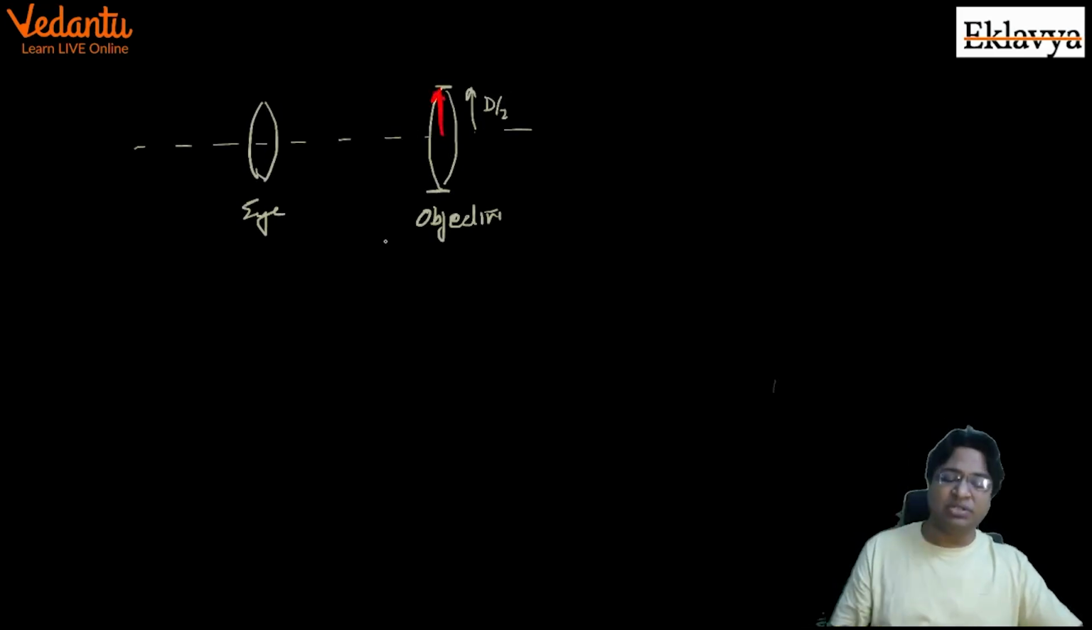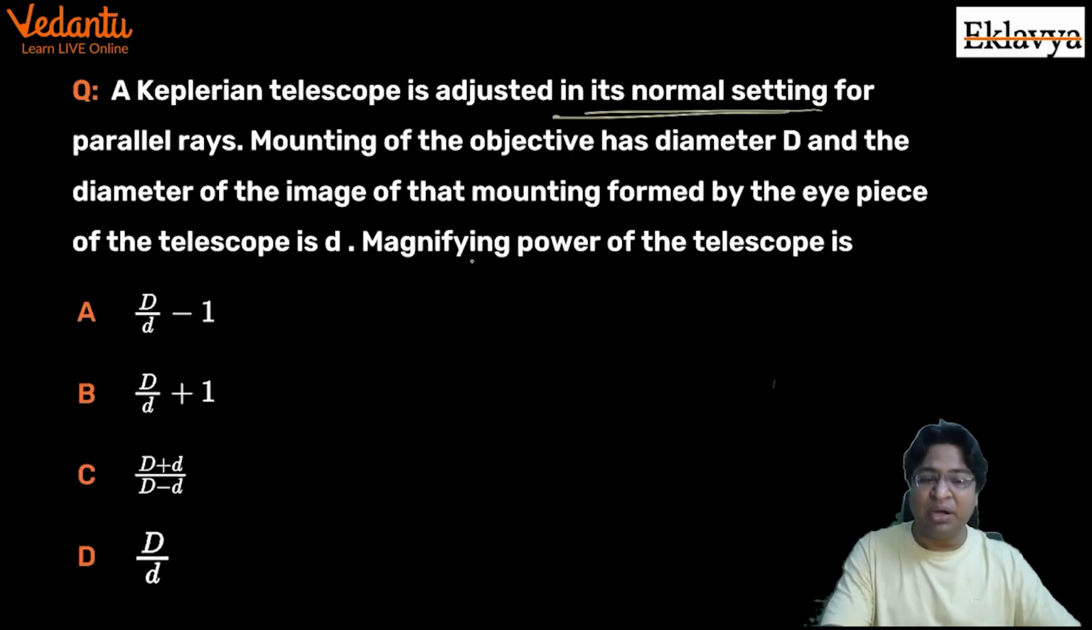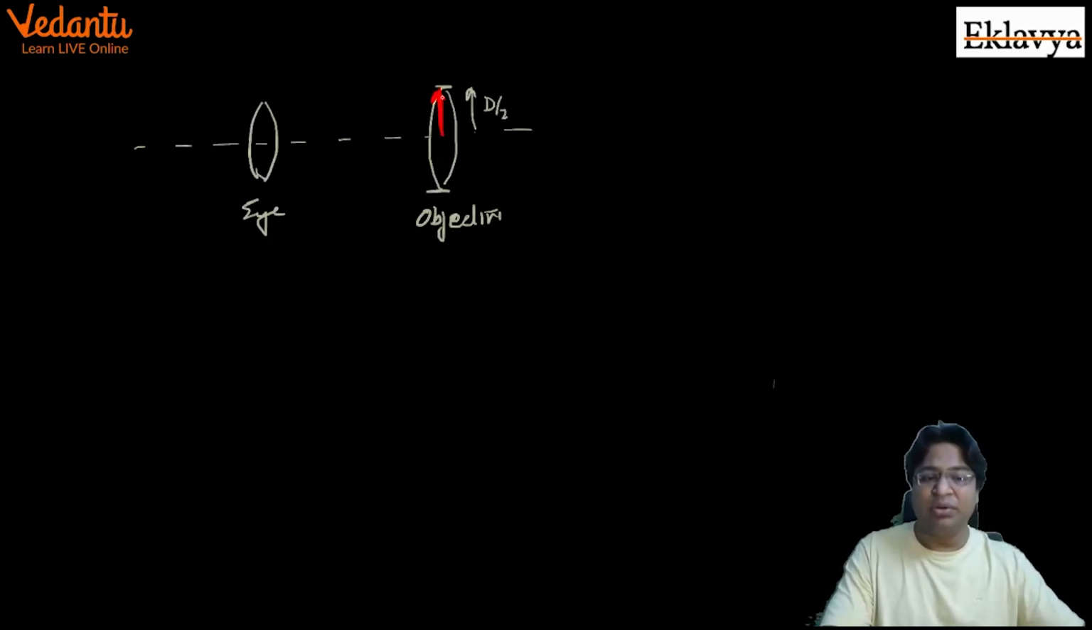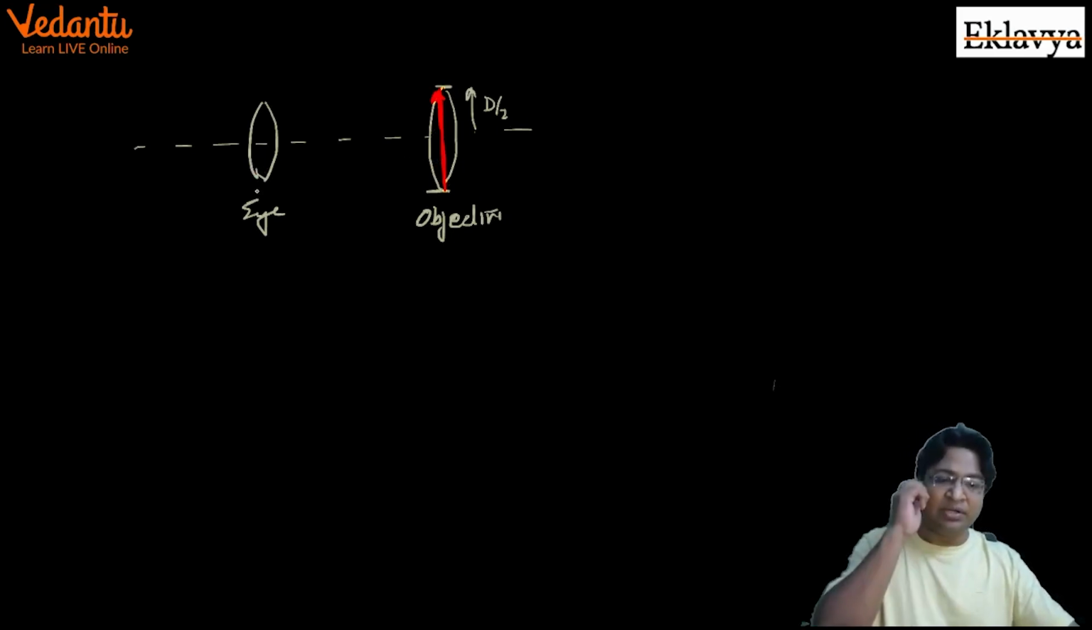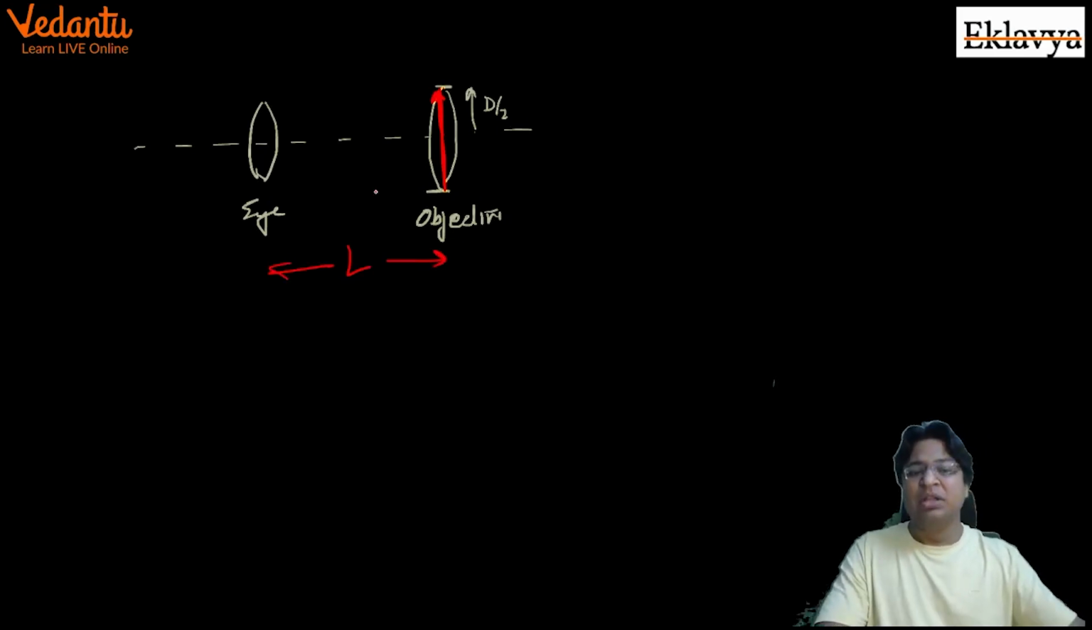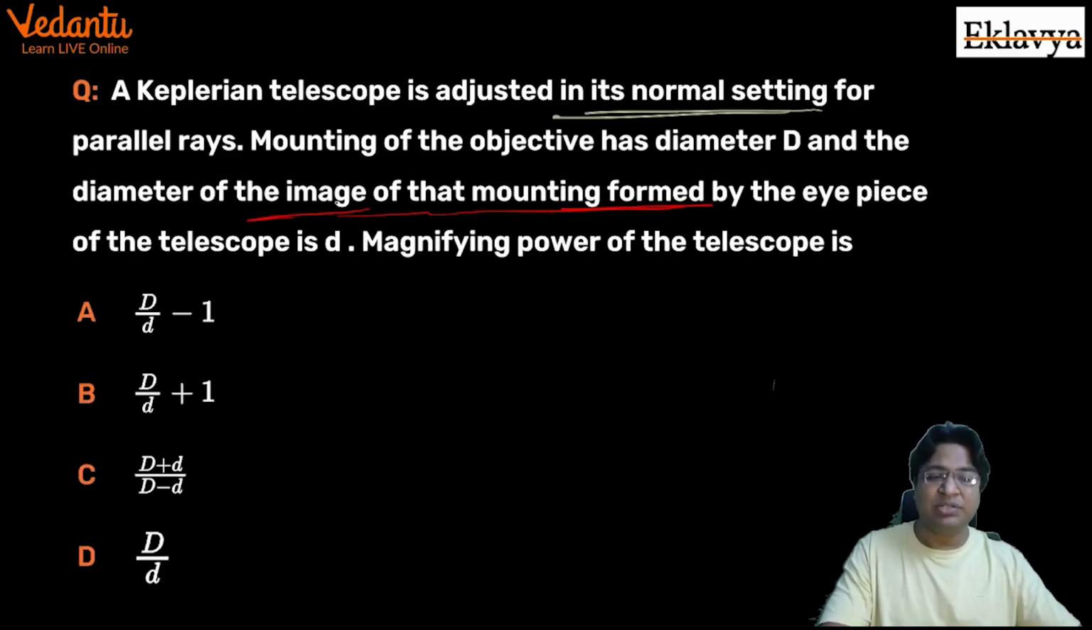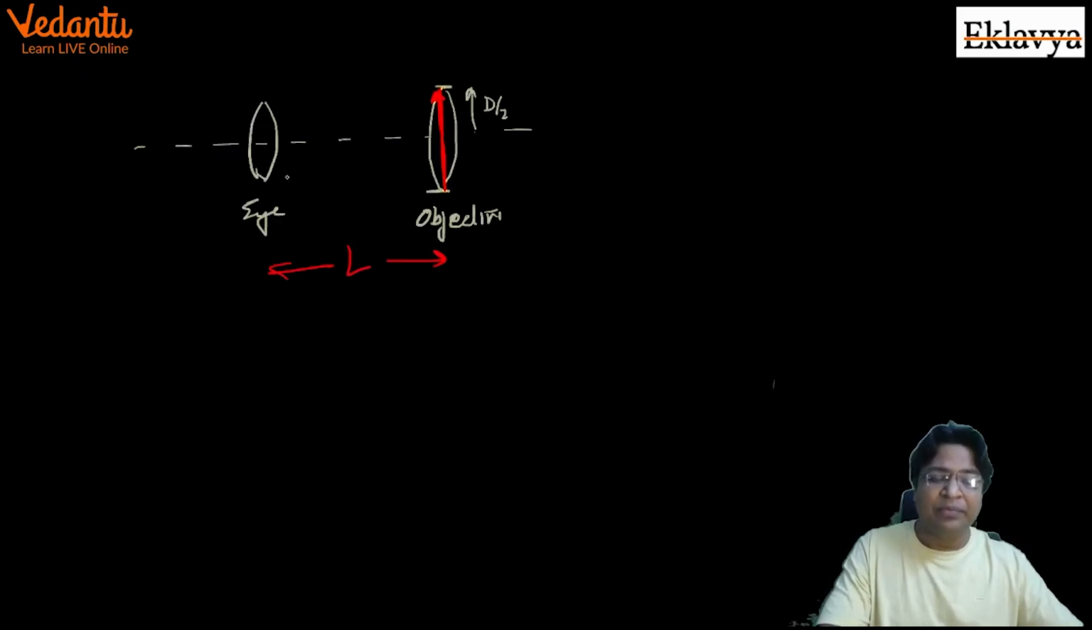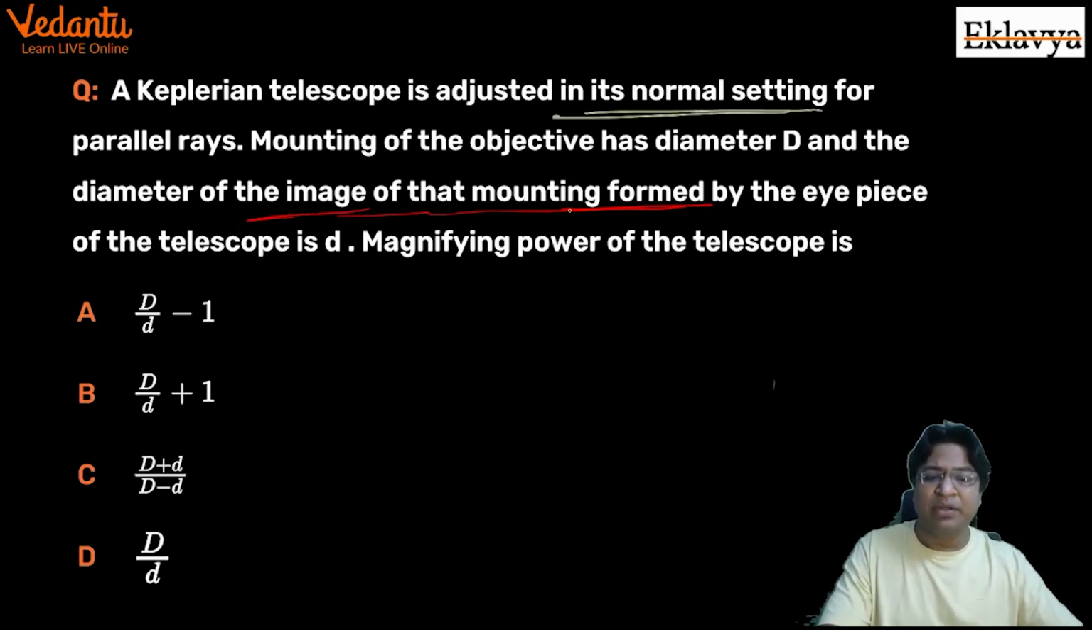Like the question says, the diameter of the image of the mounting. So we are talking about the image of actually this entire arrow, this mounting where the lens is mounted, that region that is producing an image in the eyepiece. Okay, and let's say L is the separation between these lenses. So let's see how it will function. Where will the image be formed? It says that the diameter of the image is D.